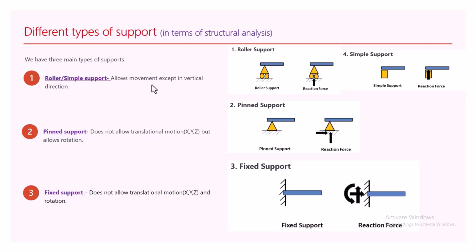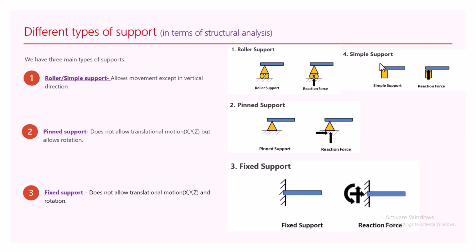What it means is that when you try to go in the horizontal direction, nothing stops you from moving that way. You are free to move. When you try to rotate, nothing stops you from rotating. But when you try to move in a vertical direction, you see that the soil or whatever the object is resting on will prevent it from going down. Just like you can see from this picture.